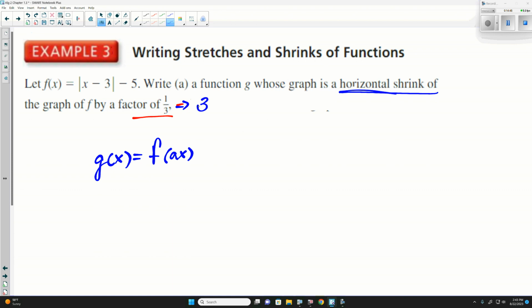Wait, that's with all horizontal shrinks? Horizontal stretch or shrink, yes, we have to flip it. If it's not horizontal stretch and shrink, we don't. This is the only one of these that we have to do anything to first.